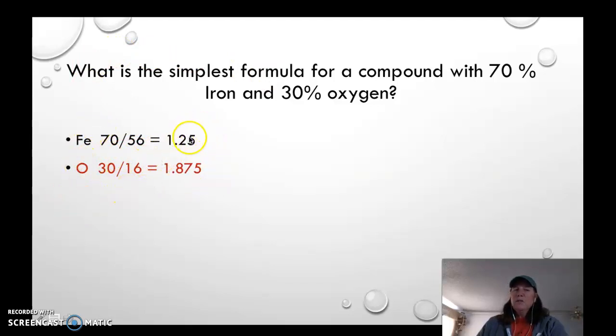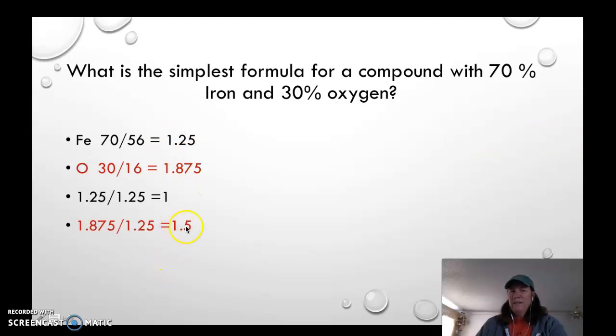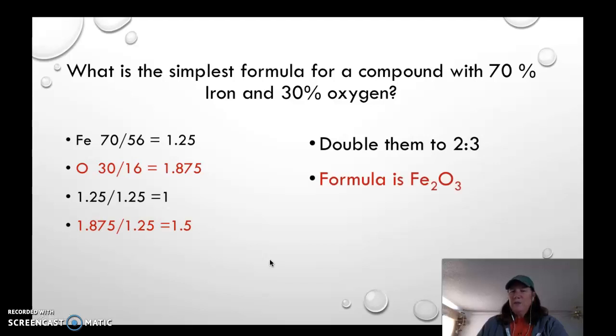Once you get the moles, you set up a ratio. The smallest number on the bottom, 1.25, divided by each individual. So this is going to be 1, and that one equals 1.5. So again, remember, when you don't get a whole number, if it was 1.97, you could round it to 2, but it's not. It's too much in the middle. So what I'm going to do is double each of these. I'm going to make this 2 and this 3. So my empirical formula would be Fe2O3.